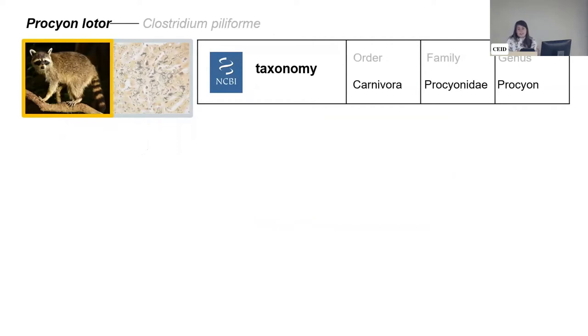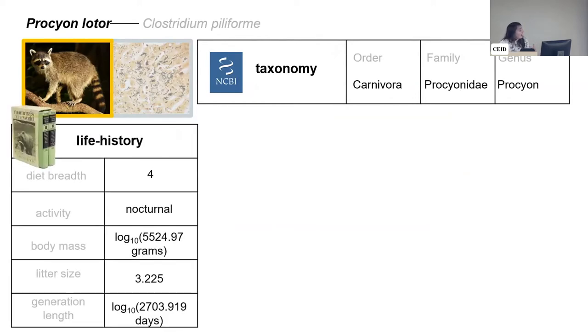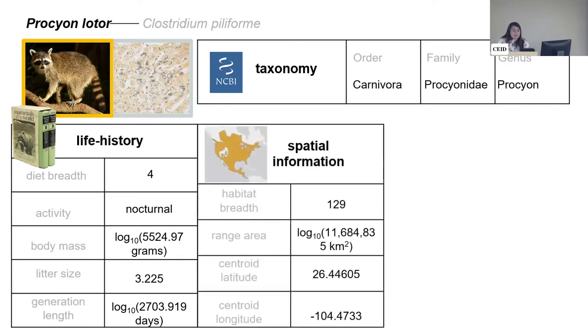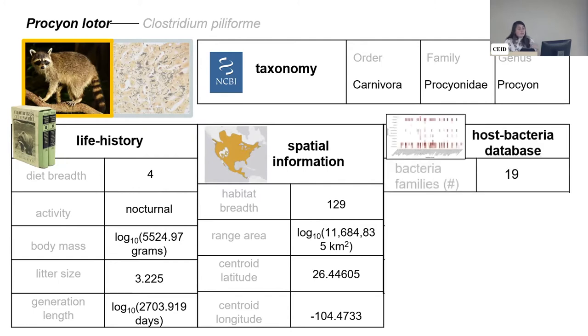We were able to get taxonomic information about raccoons, so what order they belong to. We got lots of different life history information that might tell us about their immune system and their exposure and contact rates among their populations. This had to do with diet, activity, body mass, litter size, and generation length. We got spatial information: they're quite abundant all across North America, spanning over 129 ecoregions. We have the distribution range area, as well as where their distribution centroid is.